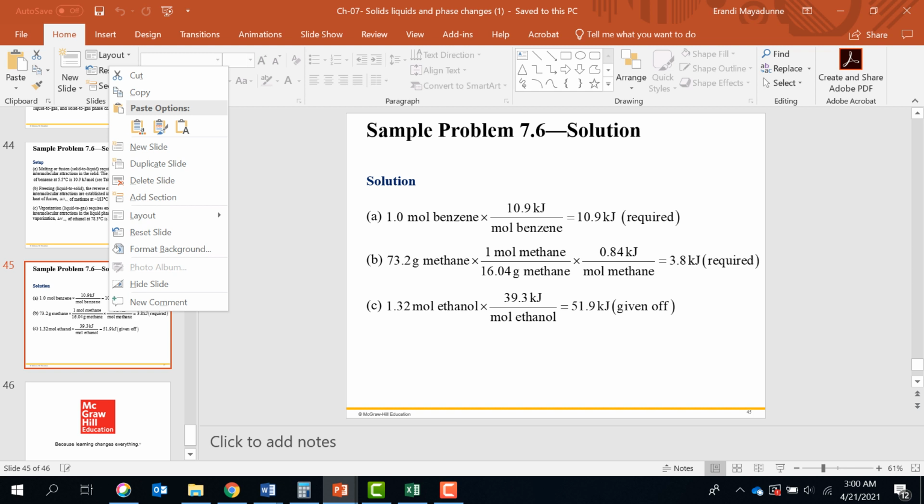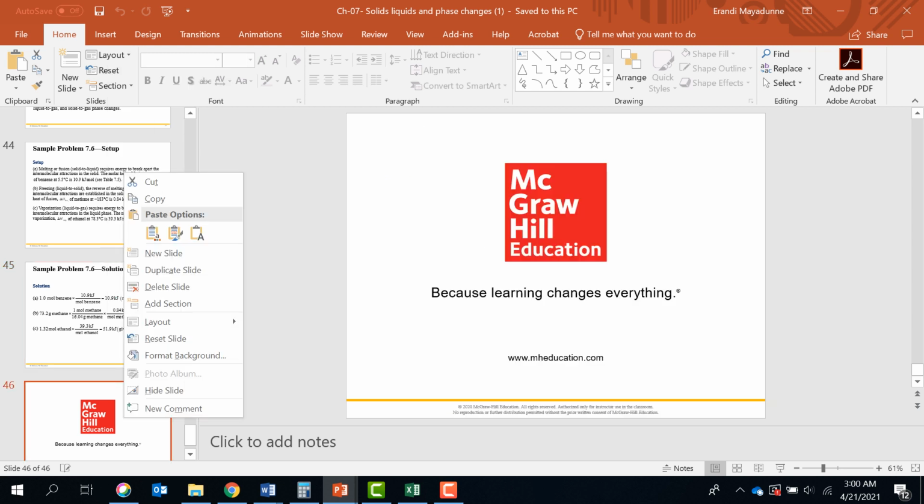You take 73.2 divided by the molar mass of methane. Convert to how many moles, and you multiply by the per-mole number, and then you get the energy. This is just one example for you to have an idea.